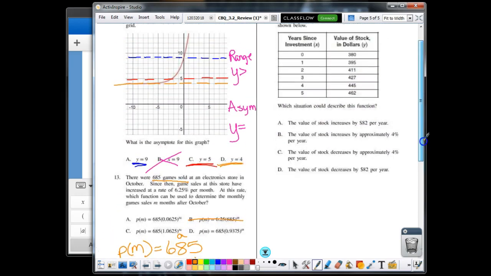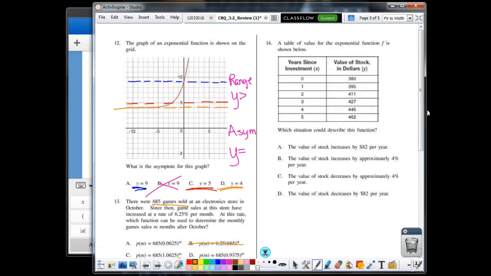Okay? So let's look at the last one. A table of values for the exponential function f is shown below. Which situation could describe this function? Okay, so you have to read through, right? You can also add a table, type it in and put y1, squiggly line, ab raised to the x1. There's two of them that are completely wrong that I talked about earlier. Which ones are they?